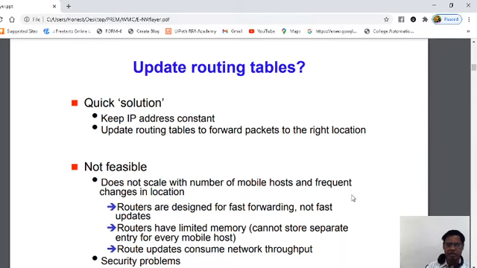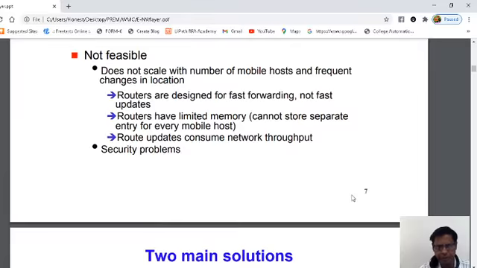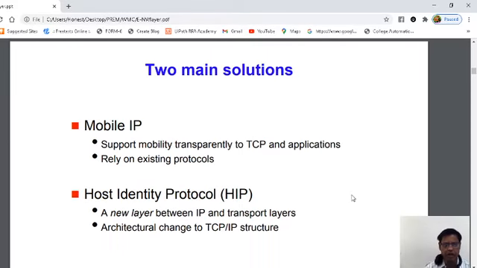Routers are designed for fast forwarding, and not for fast updates. Routers have limited memory, so they cannot store a separate entry for every mobile host. Router updates also consume network throughput, and there are security problems.